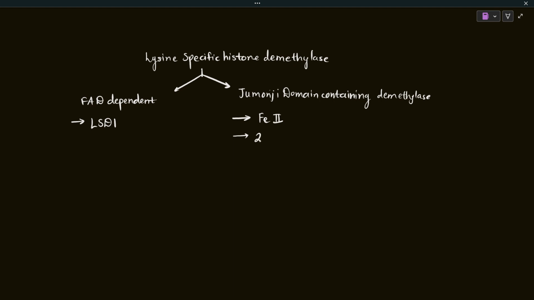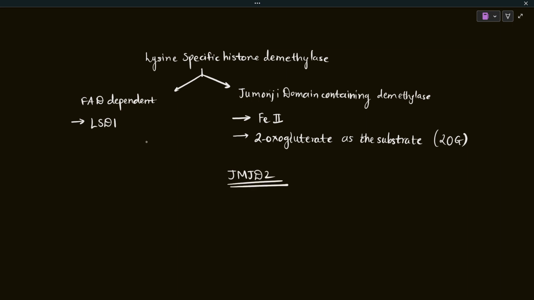as well as they need 2-oxoglutarate. Okay, I'm not sure about the spelling. So they use 2-oxoglutarate as the other substrate. Okay, so for the functioning, this is also required. So Fe2+ as well as 2-oxoglutarate is required for the Jumonji domain containing demethylase to work. The first discovered Jumonji domain enzyme was JMJD2.